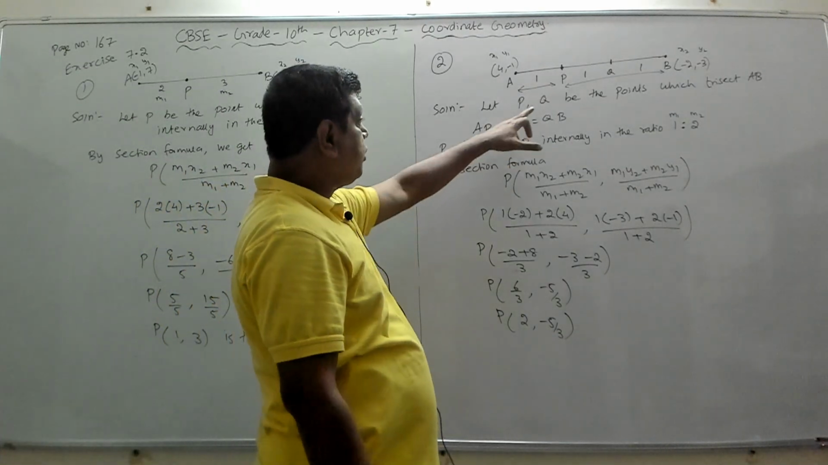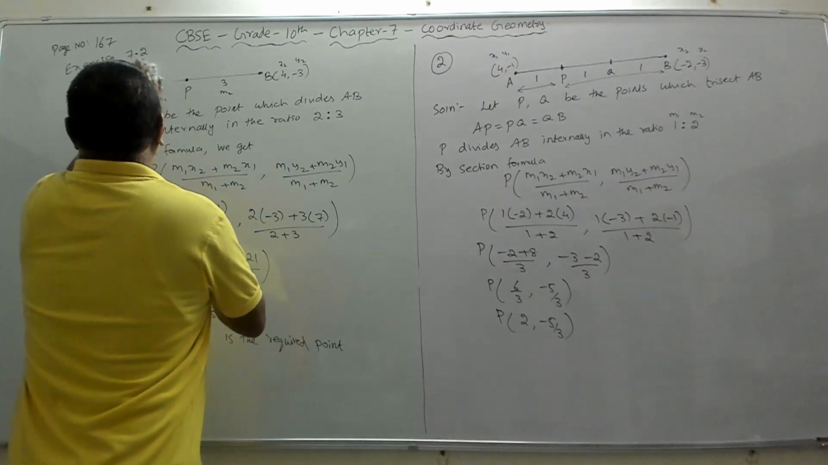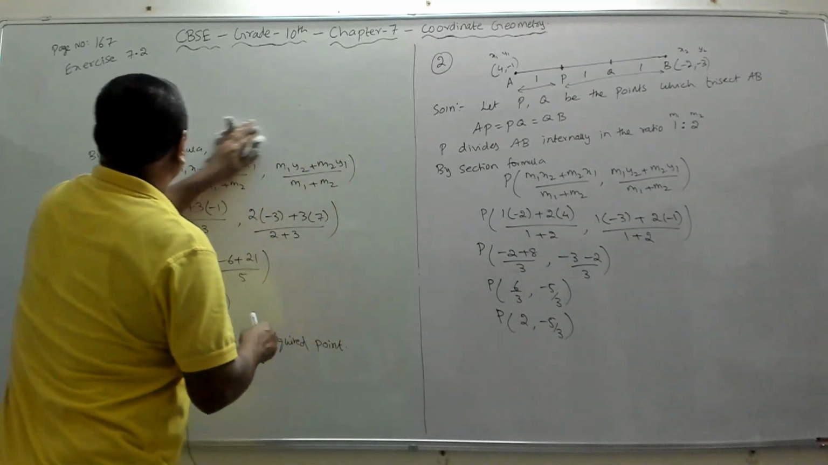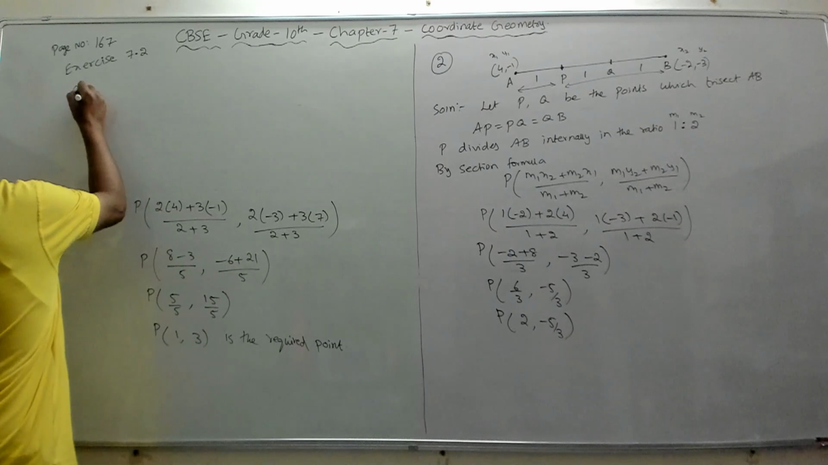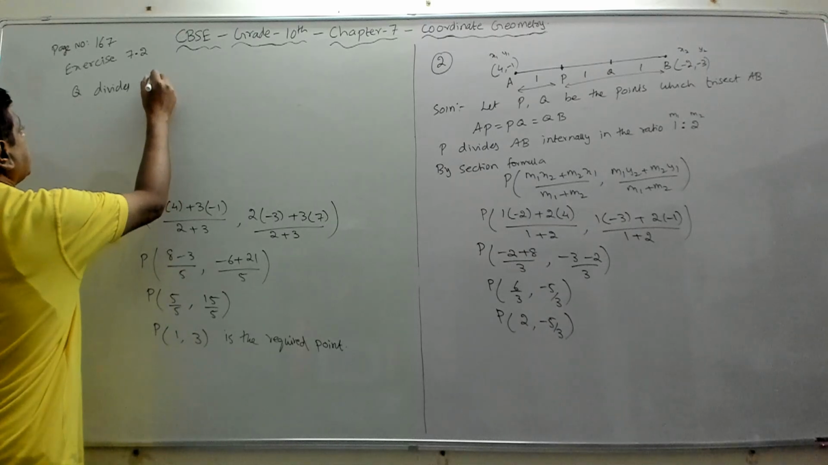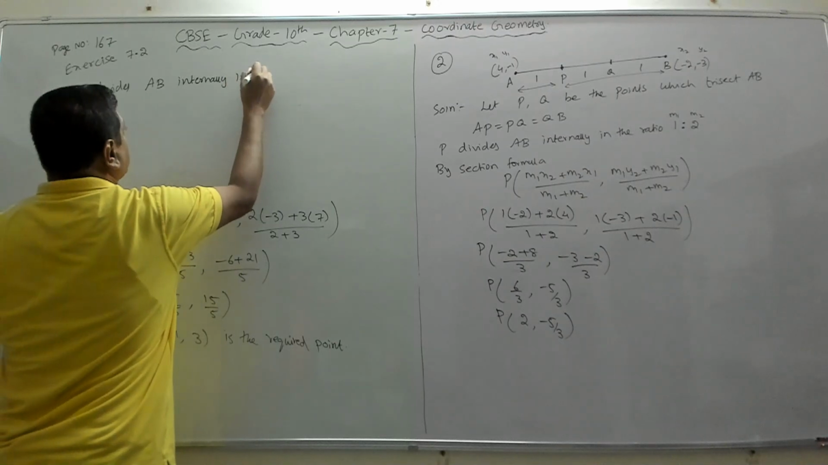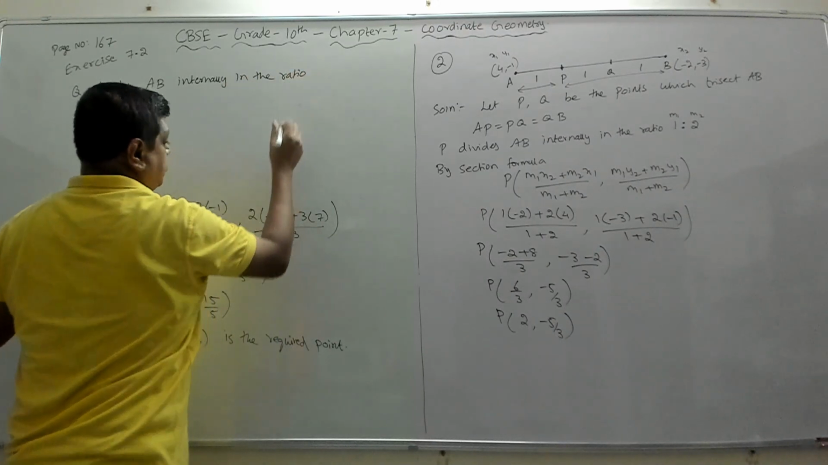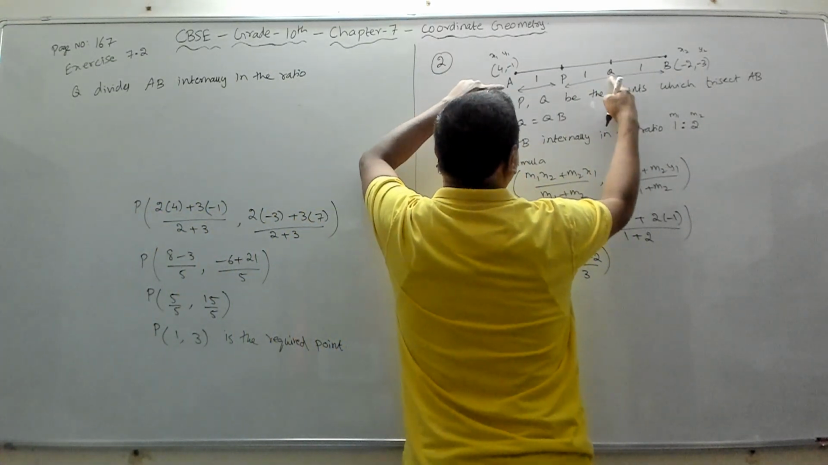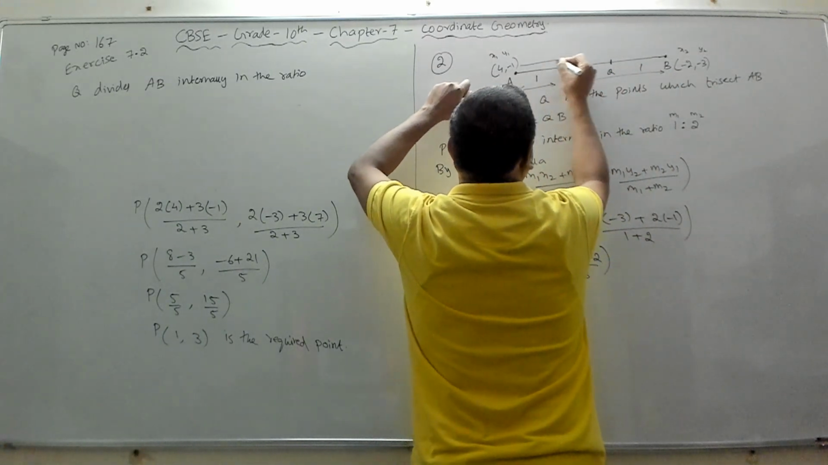Now we have to find point Q. So to find point Q, we have to find in what ratio Q divides AB. Now Q divides AB internally in the ratio what? Now if you observe, this is Q. Now in what ratio does Q divide AB? Which means we should find AQ by QB. So this to this will be how much? 2.